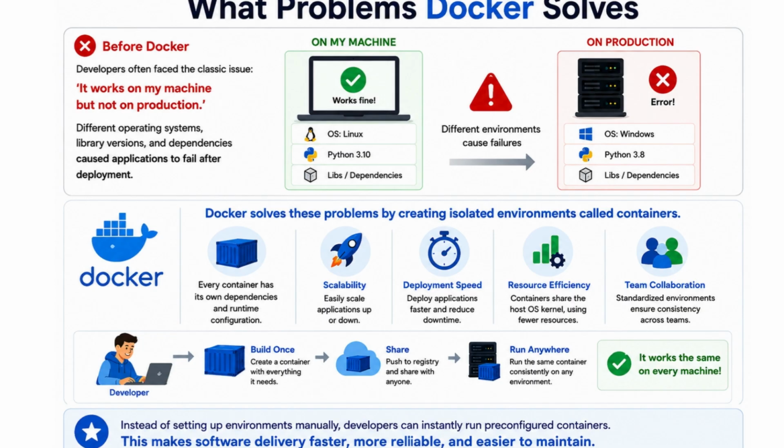The typical Docker workflow starts with a developer creating a container that includes everything the application needs to run. The container can then be shared through a registry so anyone can access and run it. Once built, the same container can run consistently across any environment without modification. Instead of manually configuring environments on every machine, developers can instantly run pre-configured containers. This makes software delivery faster, more reliable, and easier to maintain.